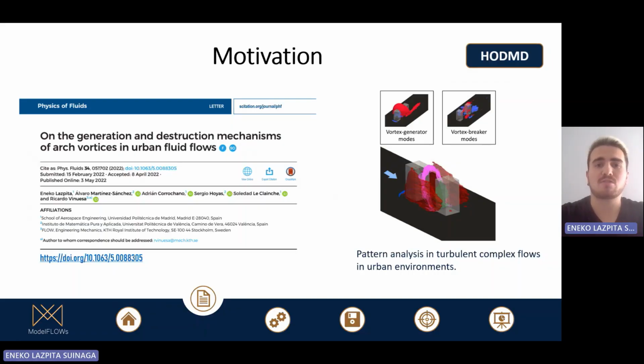But first, I wanted to encourage you to use this application, and more specifically the HODMD tool, by showing you the article we recently published where we applied this HODMD algorithm to an urban flow database. In this study, we identified two different mechanisms, one that generates the flow patterns present in the urban flows, and the other one that destroys them.